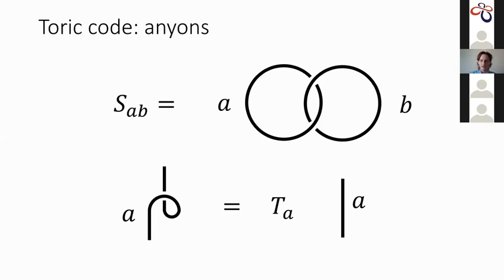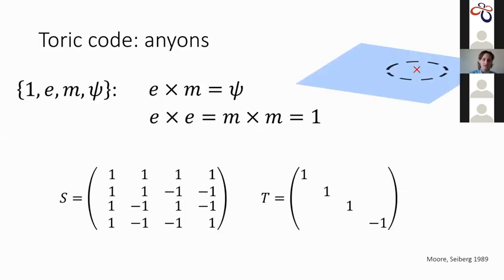So for each pair of particles in the theory, you can define some statistical process. And for each particle on its own in the theory, you can define its topological spin. Okay, so this is the data, the gauge invariant data that describes the Toric code anyon theory.